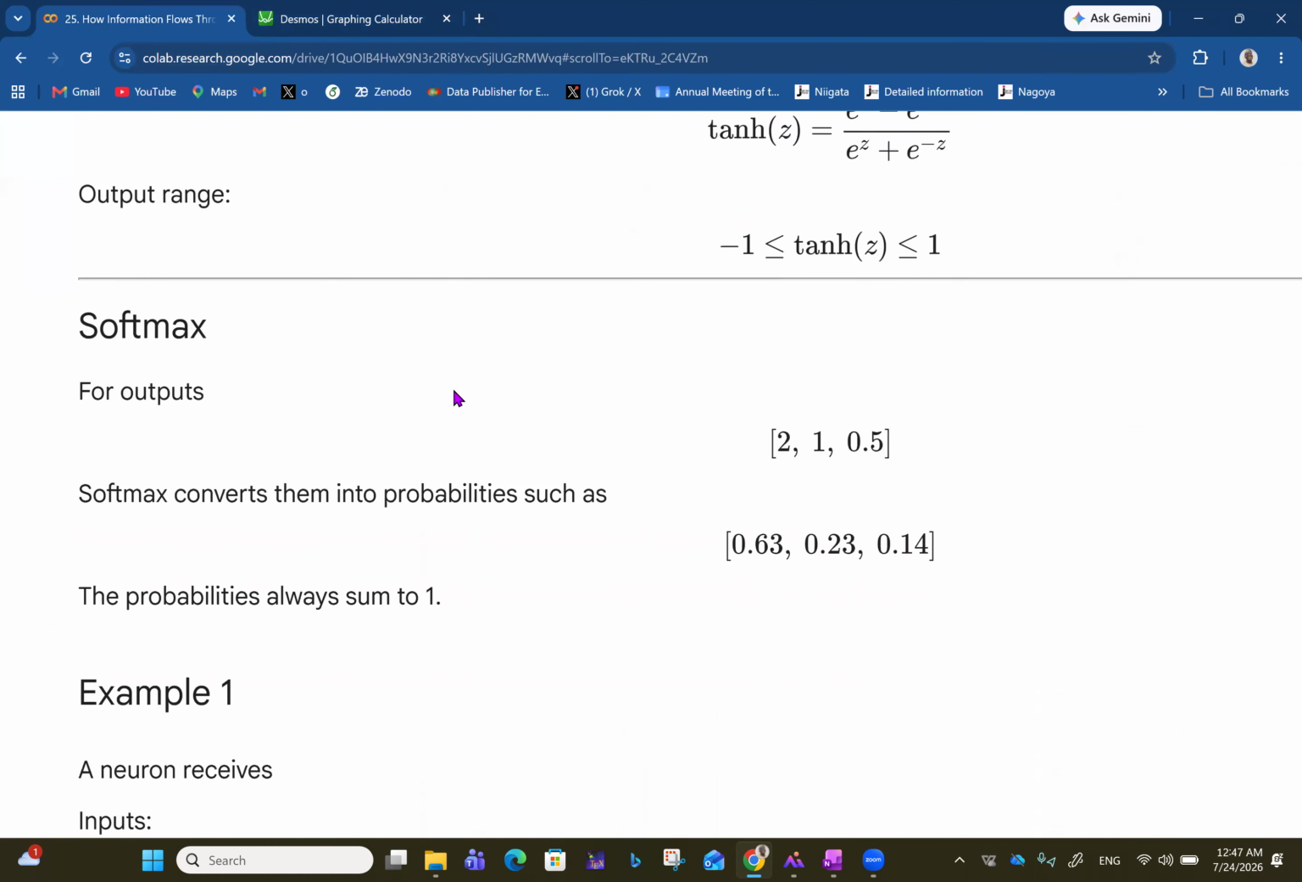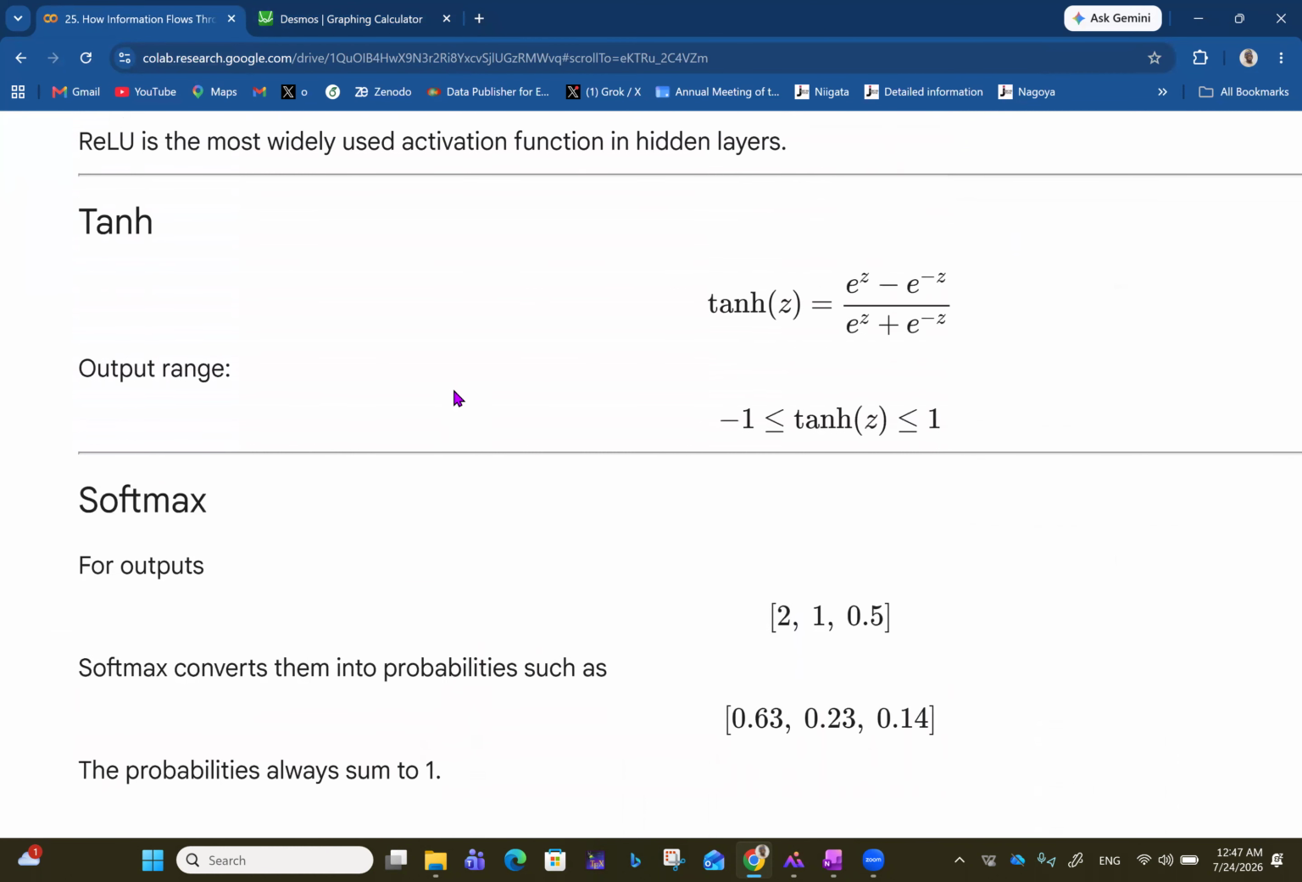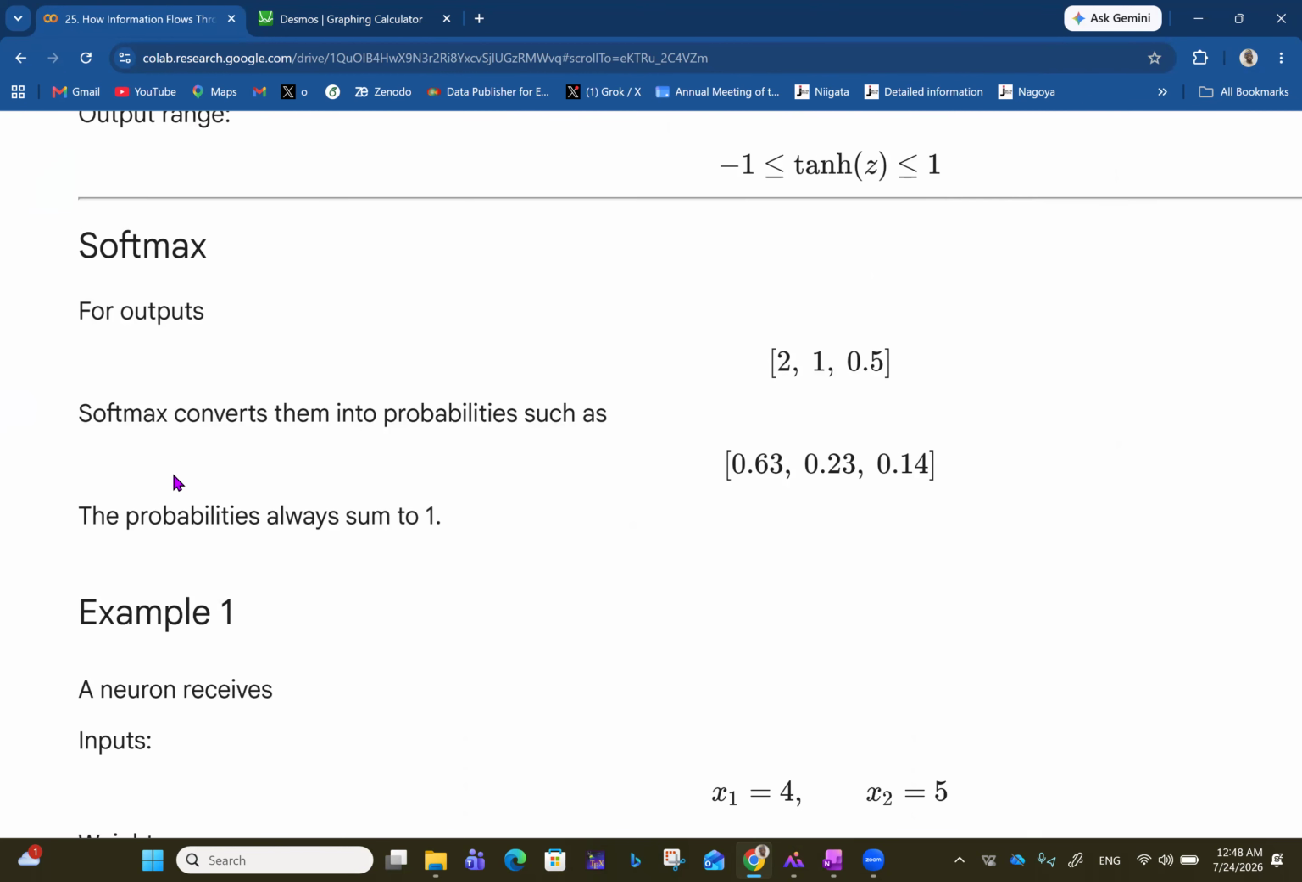Then we have softmax. Softmax is for outputs. So let's say you have outputs 2, 1, 0.5. Softmax converts them into probabilities such as 0.63, 0.23, and 0.14. How it does that is that you take the exponent of 2, for instance, and the exponent of everything else, and you sum up all the exponents, and you take the exponent of 2 over the total, and you get all these probabilities. Of course we know probabilities always sum up to 1. I think we've dealt with softmax in previous situations.